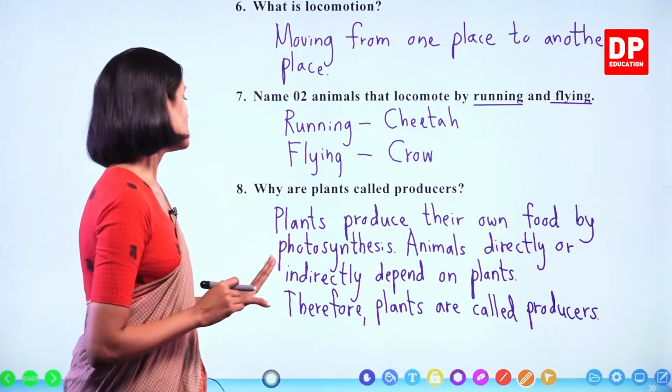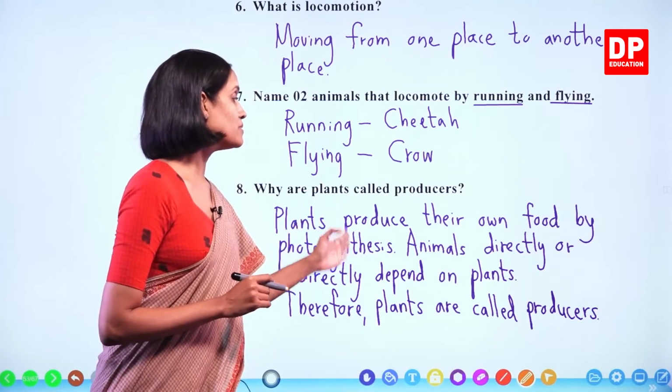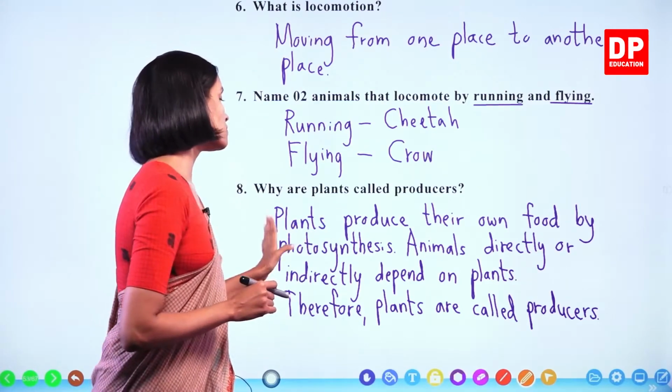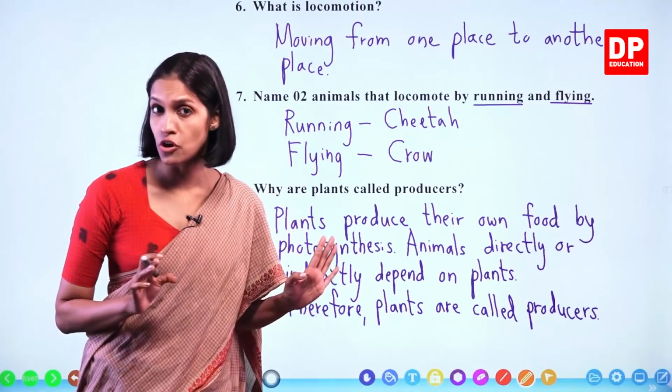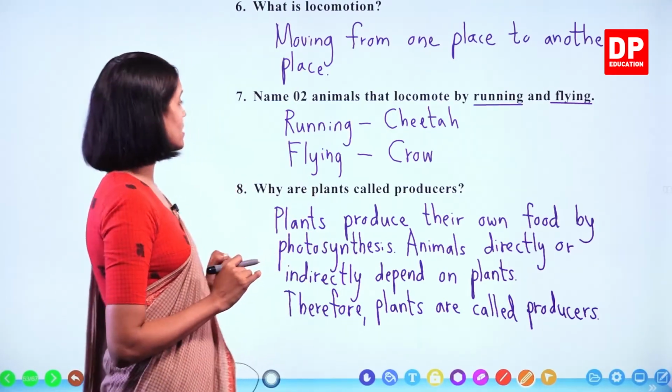Right, children? Plants produce their own food by photosynthesis. Animals directly or indirectly depend on plants. Therefore, plants are called producers. Okay? Animals cannot produce their own food. They have to depend on plants. Right? We'll move on to the next.